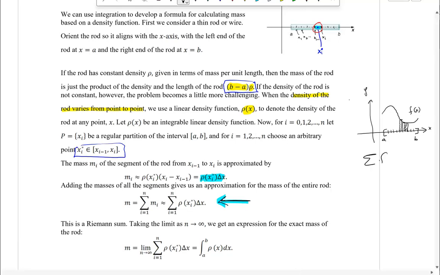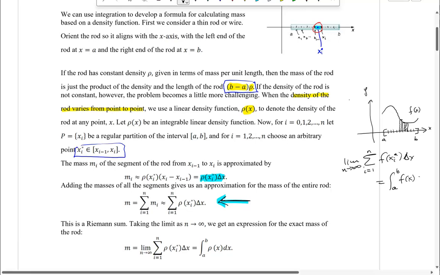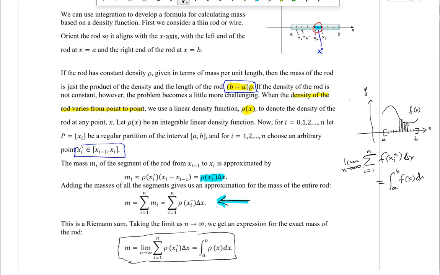What we had was f of x sub i star times delta x, where i is going from 1 to n. And then the next thing we needed to do is take a limit as n goes to infinity, and that gave us the integral, or area under the curve, from a to b of f of x dx. Well, if you look at what we have here, it's identical, except instead of integrating the function f, which was that curve in this graph, we're now integrating the density function rho of x.